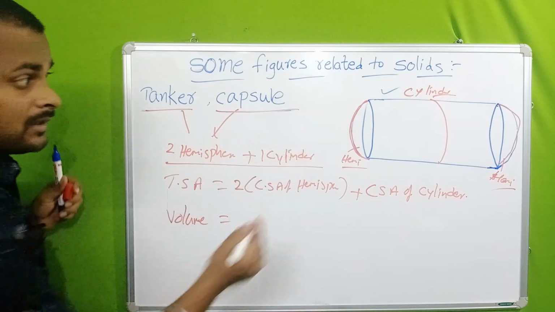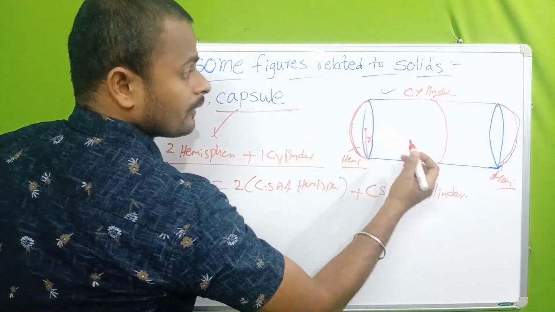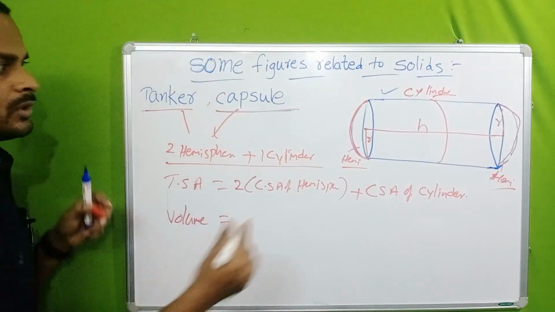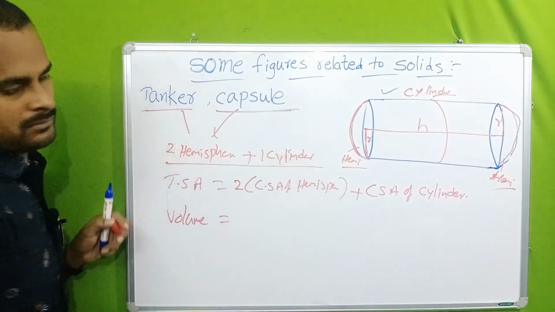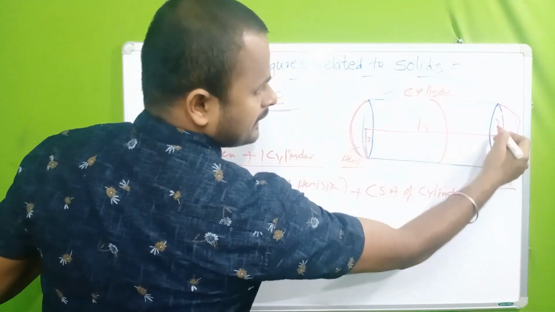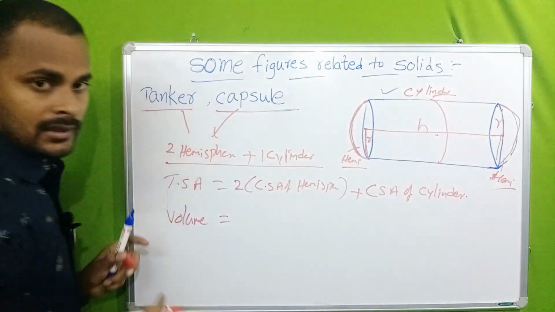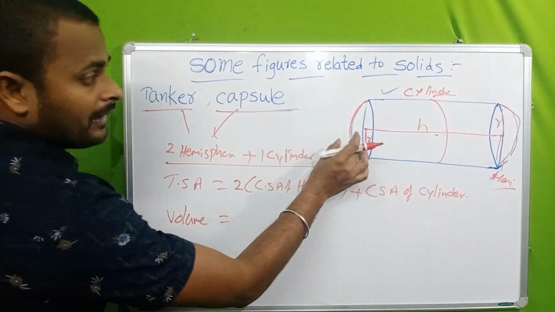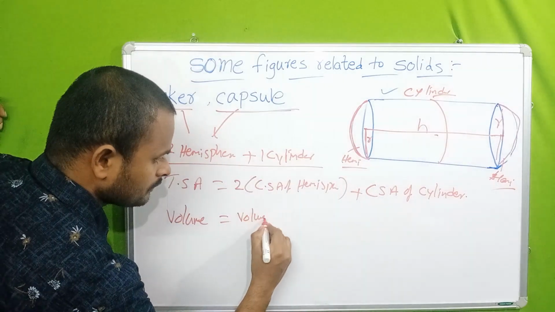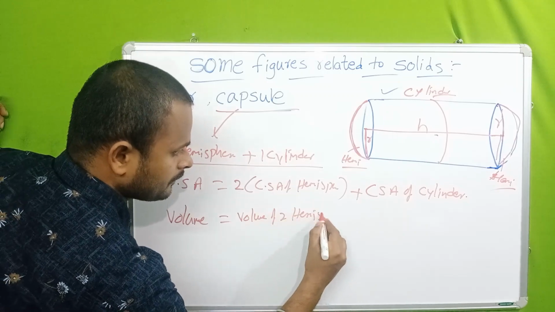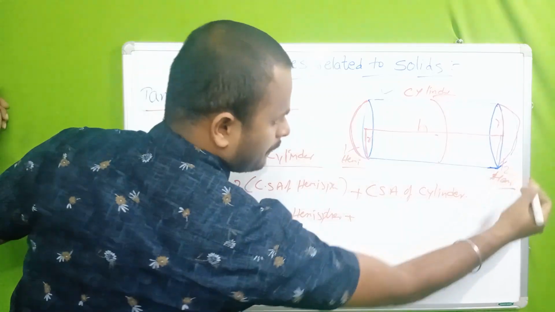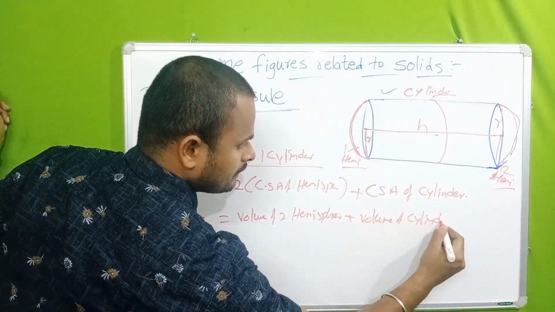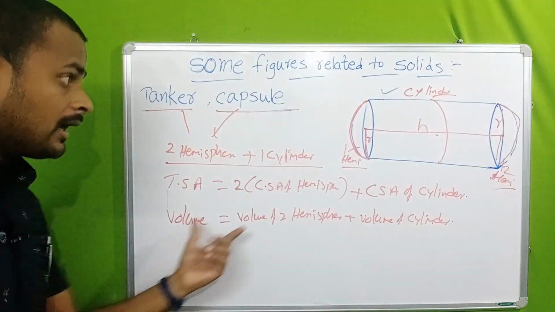Here, how many shapes are there? One hemisphere, one cylinder, and another hemisphere. This is the radius of the hemisphere and cylinder, and this is the radius of the hemisphere and cylinder, and this is the height of the cylinder. How can we find the volume of this particular tanker or capsule? We have to find the volumes of two hemispheres, number 1 and number 2, and the volume of the cylinder. So this is the way to find the volume of a tanker.